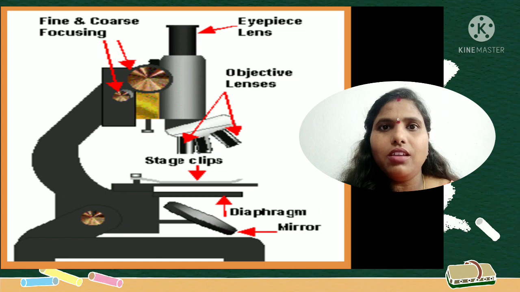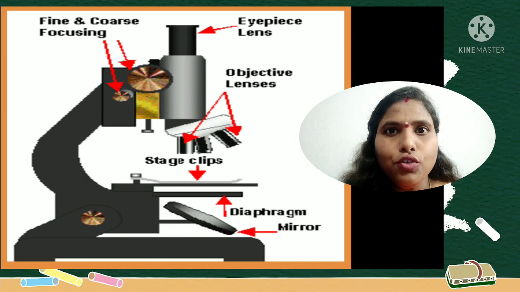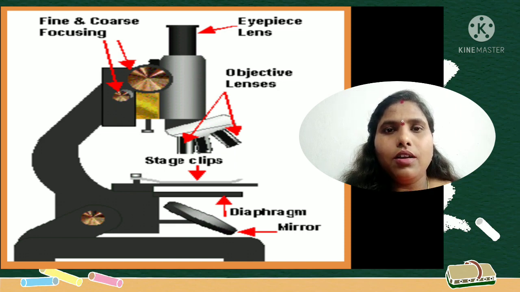Observe the parts of the microscope. There is a stage, clips and focusing. There are two focusing screws, coarse focusing and fine focusing, and also an eyepiece to observe the slide with our naked eye. It is very helpful for the observation of various plant tissues.